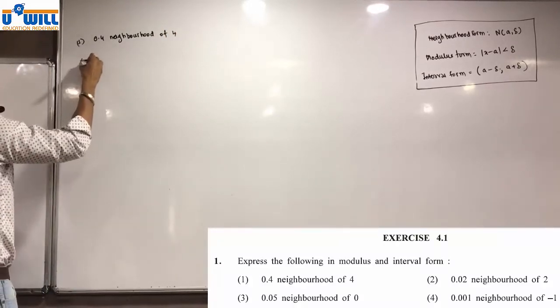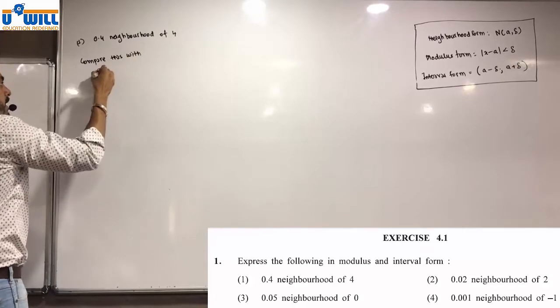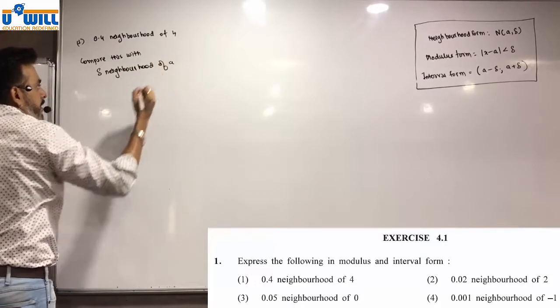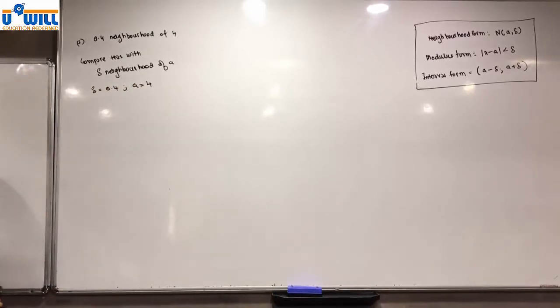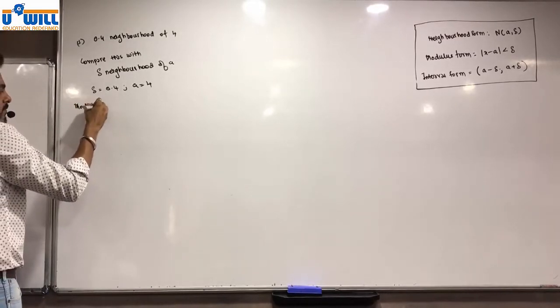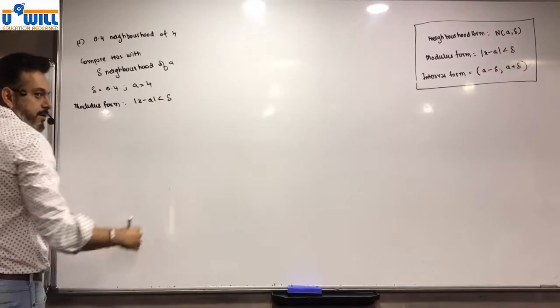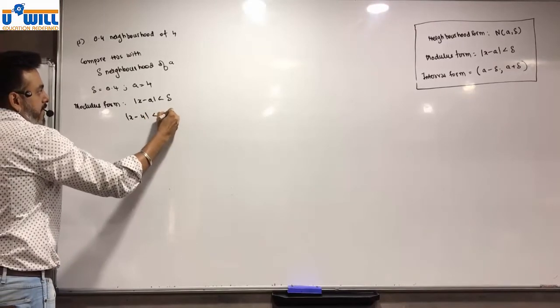We compare this with delta neighborhood of A. We take delta is equal to 0.4, A is equal to 4. Did you understand this? Okay, now what do we have to find? We have to find the modulus form. So first, modulus form. What is the modulus form? Modulus x minus A less than delta. So modulus x minus 4 less than 0.4.